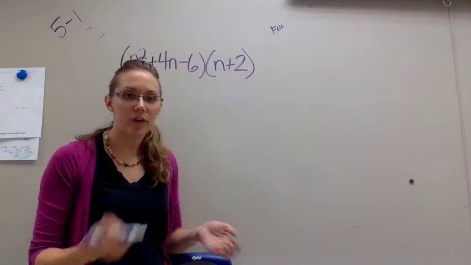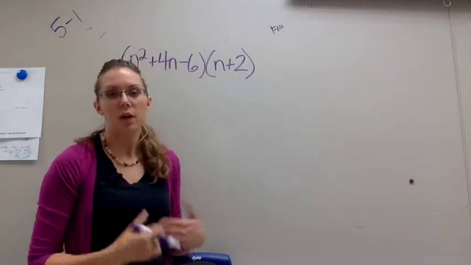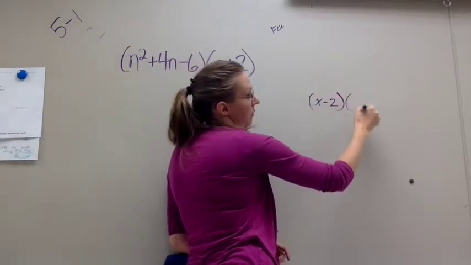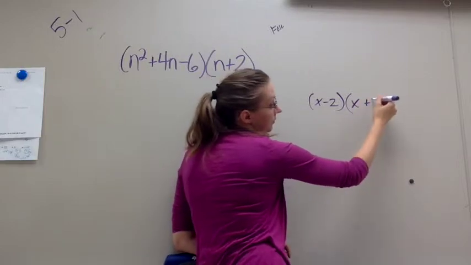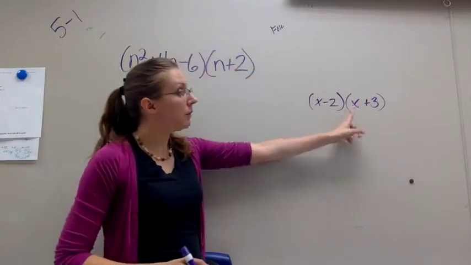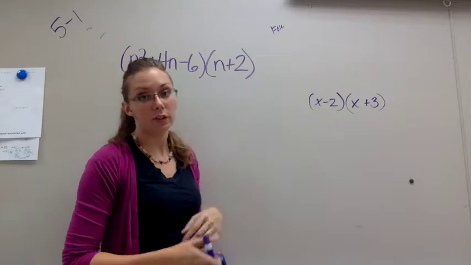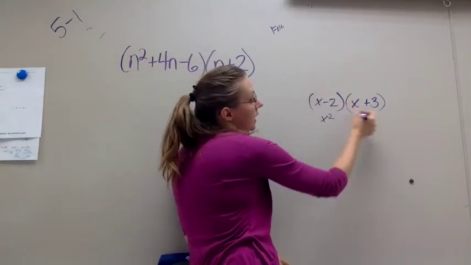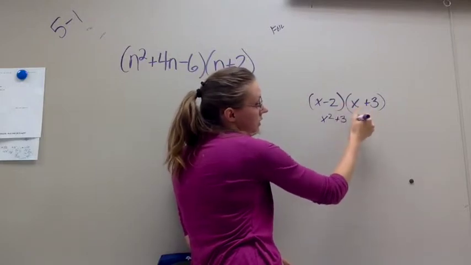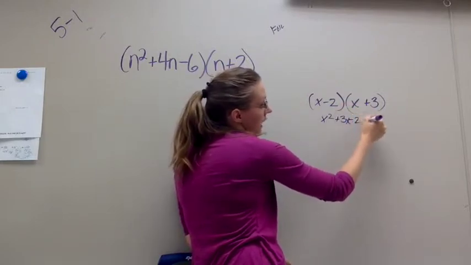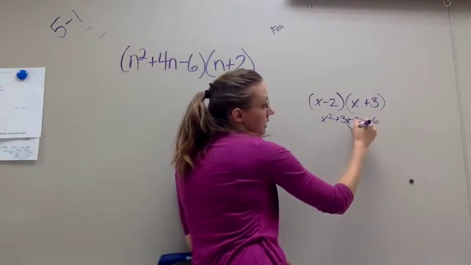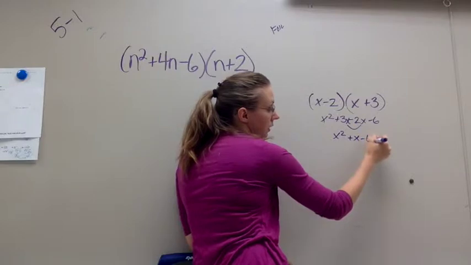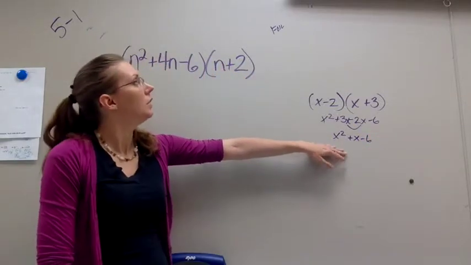You folks already have an idea of how to multiply polynomials, but all you've really done is multiply a binomial by another binomial, okay? And the way that we do this multiplication is by using FOIL, our first, outside, inside, last. So we do x squared. Our outside is x times a positive 3, so plus 3x, minus 2x, minus 6, and then we combine our like terms. Okay, and we get our equation.